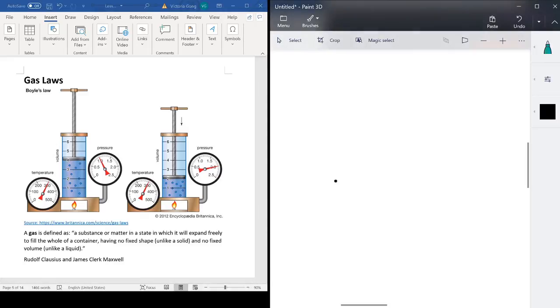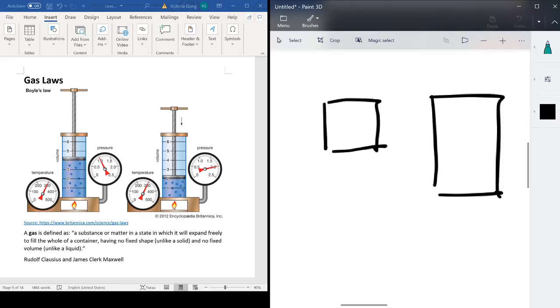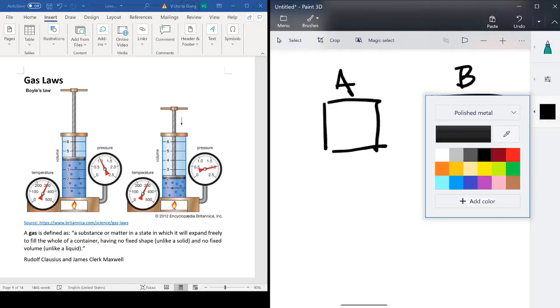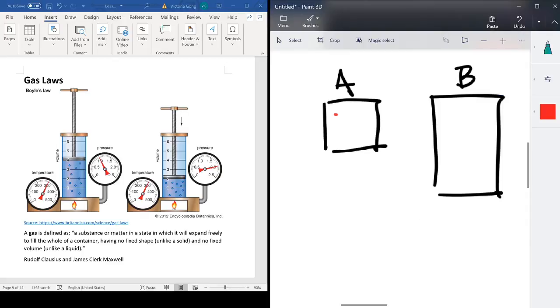We're going to take a look at how collisions are affected by this change. So let's look at them individually first. When the volume of a container increases, let's say this is container A and this is container B, and let's just say B is about twice the size of A. Well, let's give them each 4 molecules. So what happens when you increase the volume and keep other things constant?